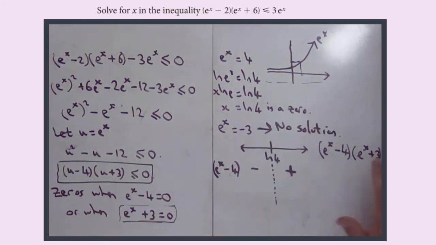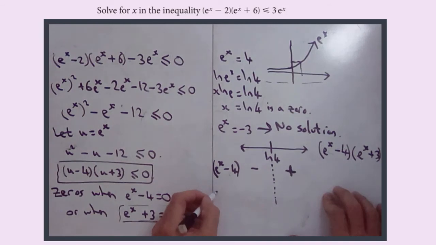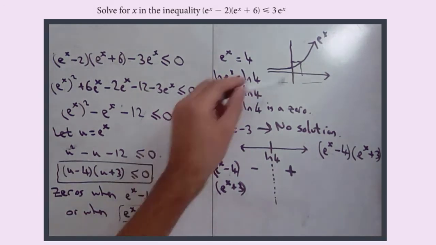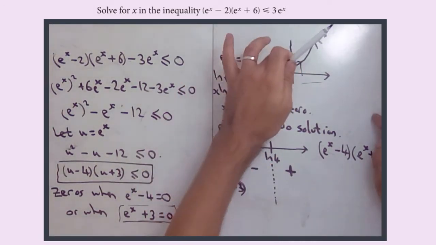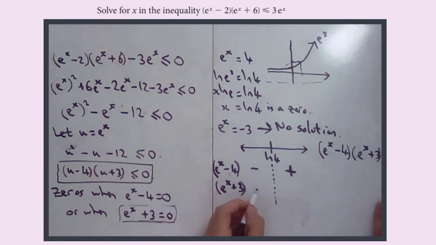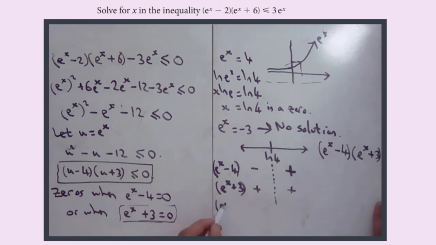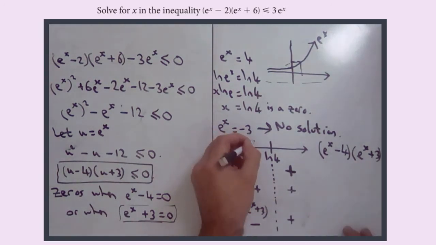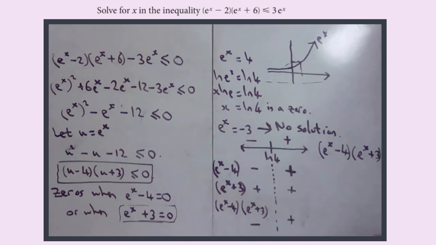If you look at the other factor, e to the x plus 3, well, e to the x, as we can see here, is always positive anyway, and plus 3 is always positive, so this is going to be positive in both places. So when we multiply them together, e to the x minus 4 times e to the x plus 3, a negative times a positive is a negative there, and a positive times a positive is a positive. So for this sign diagram, it is negative here and positive here, either side of ln4.